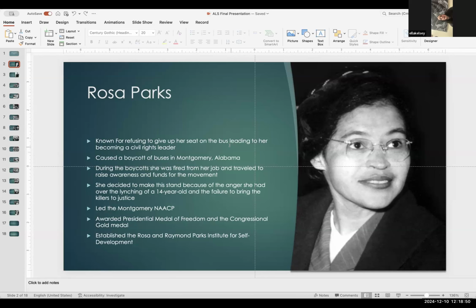She decided to make this stand because of the anger she had over the lynching of a 14-year-old and the failure to bring the killers to justice, which I will go more into depth over this kid, and his name was Emmett Till. She led the Montgomery NAACP. She was awarded the Presidential Medal of Freedom and the Congressional Gold Medal. She established the Rosa Parks and Raymond Parks Institute for Self-Development, and she did that later after her husband died.